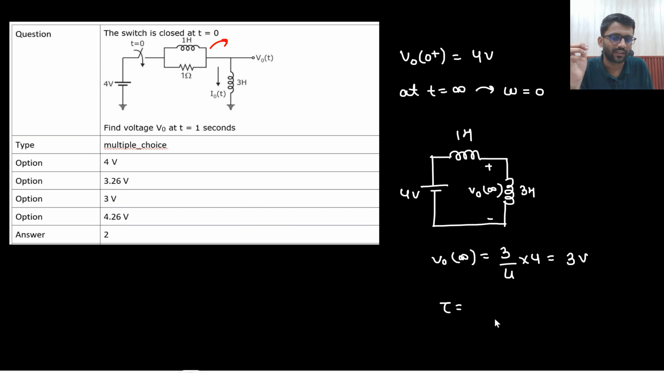What would be the time constant? Time constant would be L equivalent by R. So what would be L equivalent? That would be 3 by 4. And R is 1 only. So this would be your time constant.